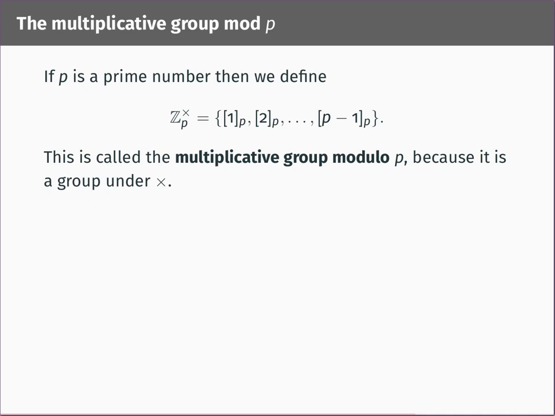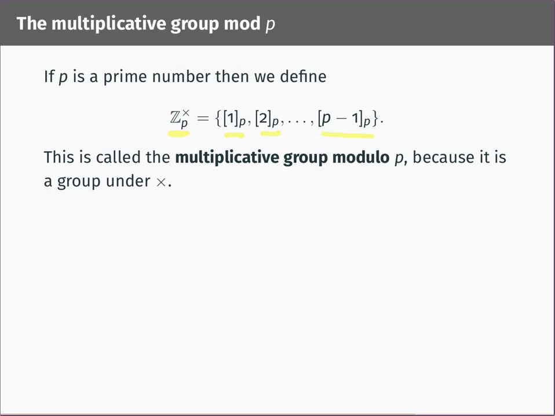If p is a prime number, then we define the multiplicative group modulo p to be, as a set, the set consisting of the class of 1 mod p, the class of 2 mod p, up to the class of p minus 1 mod p. And this thing really is a group under multiplication. I'm not going to prove that in this lecture. If you'd like to see a proof, you can look in the online notes, and that will explain why this thing is a group no matter which prime number p is. But what I will do is just look at a simple example.